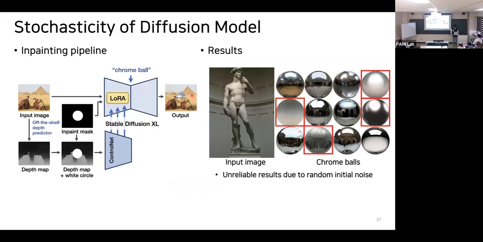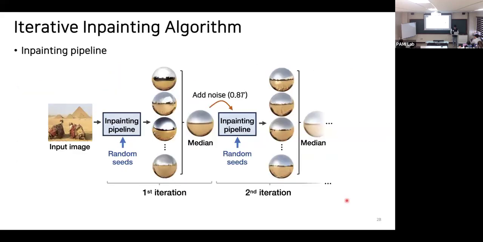With this in-painting pipeline, we can generate combos with multiple exposures, but there's still a problem caused by this stochastic diffusion model. As you can see in the results, different random initial noise makes different results like this, and some of them cannot be used to make an environment map. To reduce this randomness of the diffusion model, we propose a new method called the iterative in-painting algorithm.